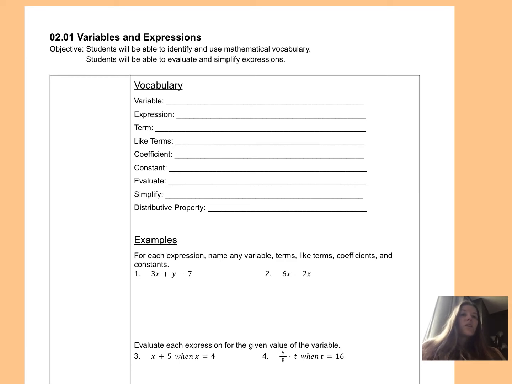Okay, for this lesson, we're going to look at variables and expressions. And for this part, we're specifically going to focus on our vocabulary and evaluating expressions.